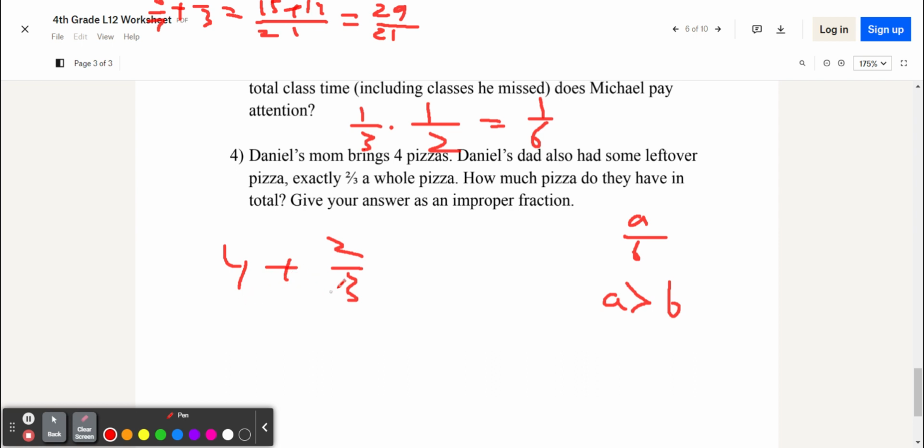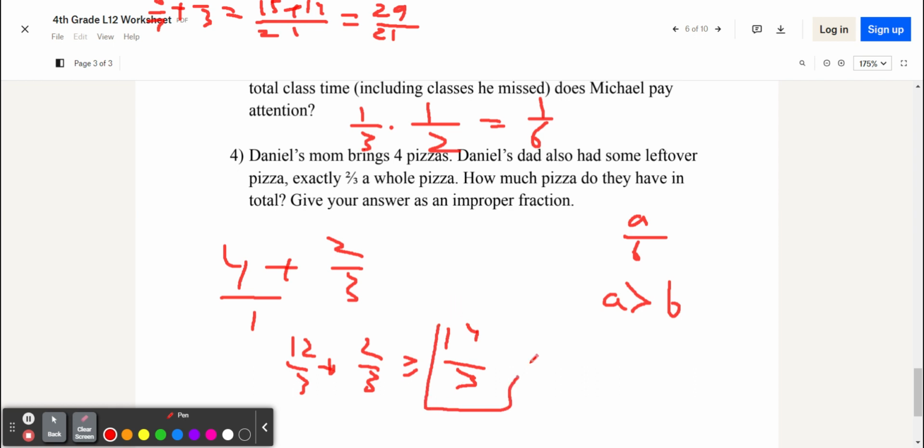So to find this, we can just say 4 is equal to 4 over 1, and then find the common denominator, which will be 3. So that's 12 over 3 plus 2 over 3, which equals 14 over 3. And that is how much pizza they have.